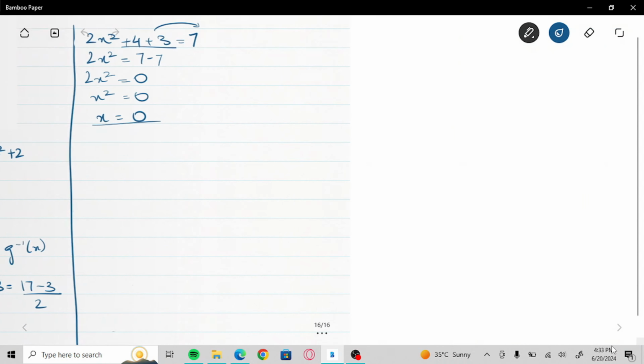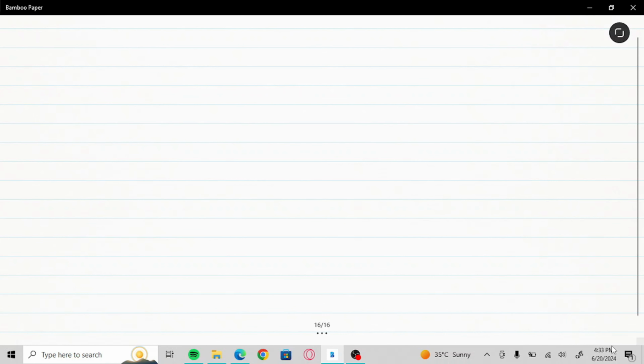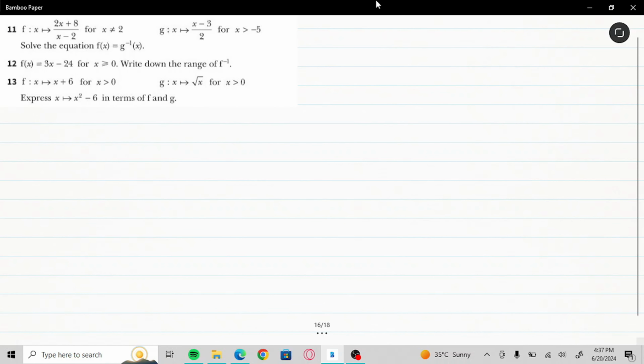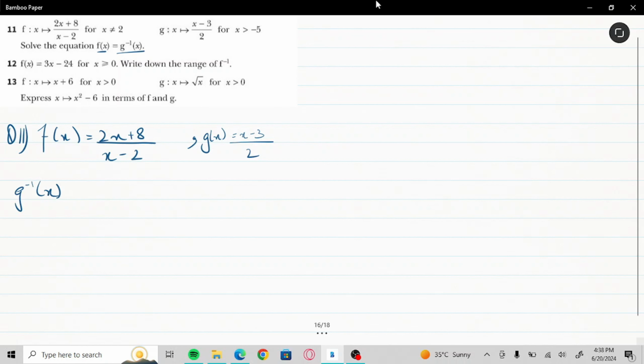on to question number 11. Okay, so for question number 11, we have f(x) is equal to (2x plus 8) divided by (x minus 2). And we have the value of g(x) to be (x minus 3) upon 2. Okay, so we have to solve the equation: the function f(x) is equal to the inverse of the function g. So first of all, find the inverse of the function g. What is it?